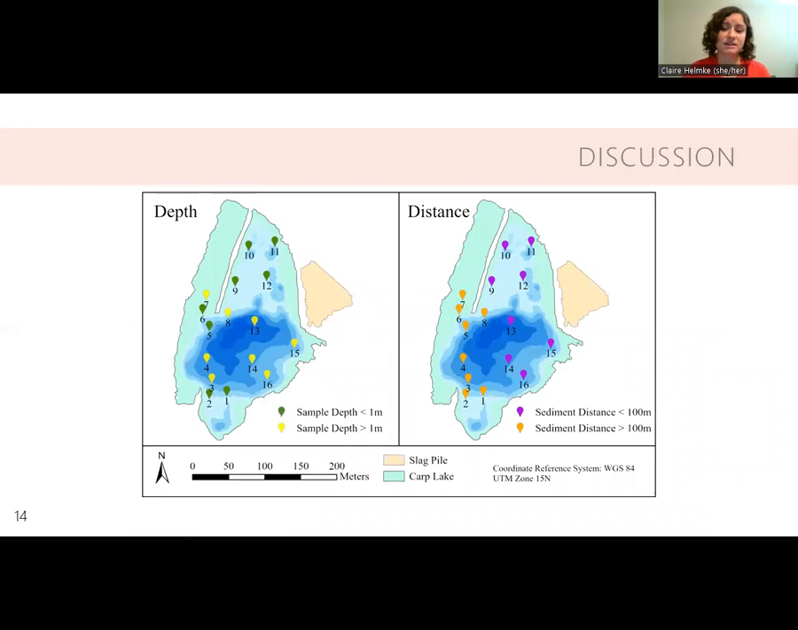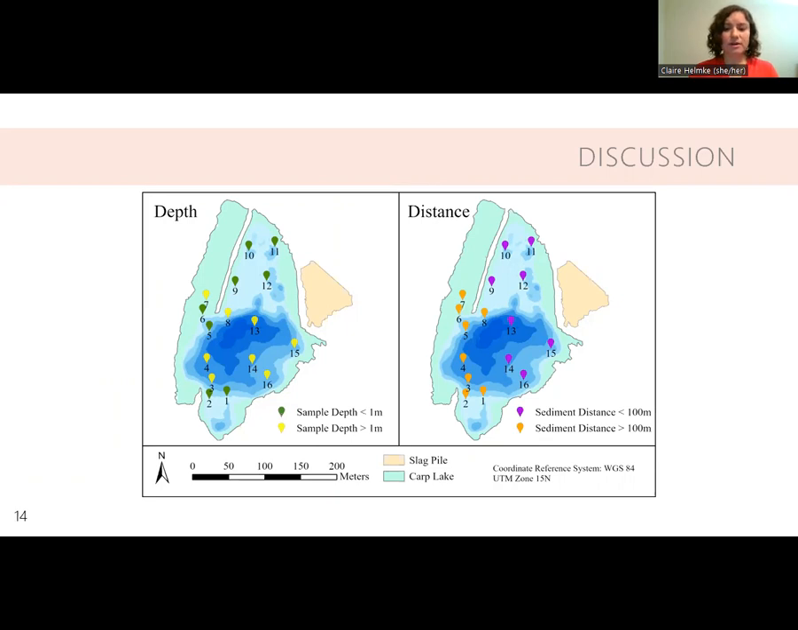We wanted to test if the extractable metal concentrations were either collecting in the deepest portions of the lake, like a repository, or concentrating around the slag pile. To analyze this, we ran 2 different Student's paired t-tests for small sample sizes. First, we separated the samples into 2 groups of 8: those samples collected at a depth less than 1 meter and those collected at a depth greater than 1 meter.